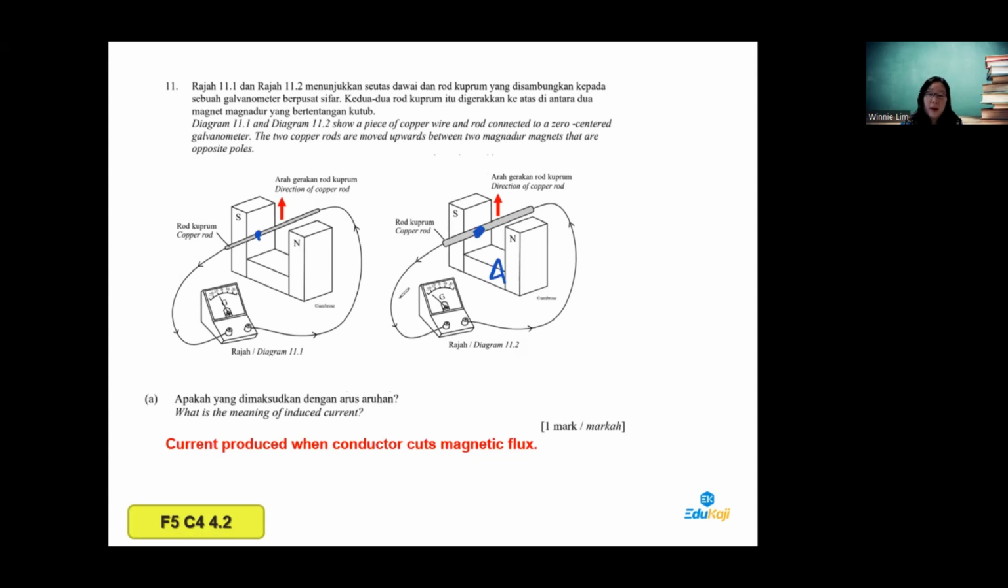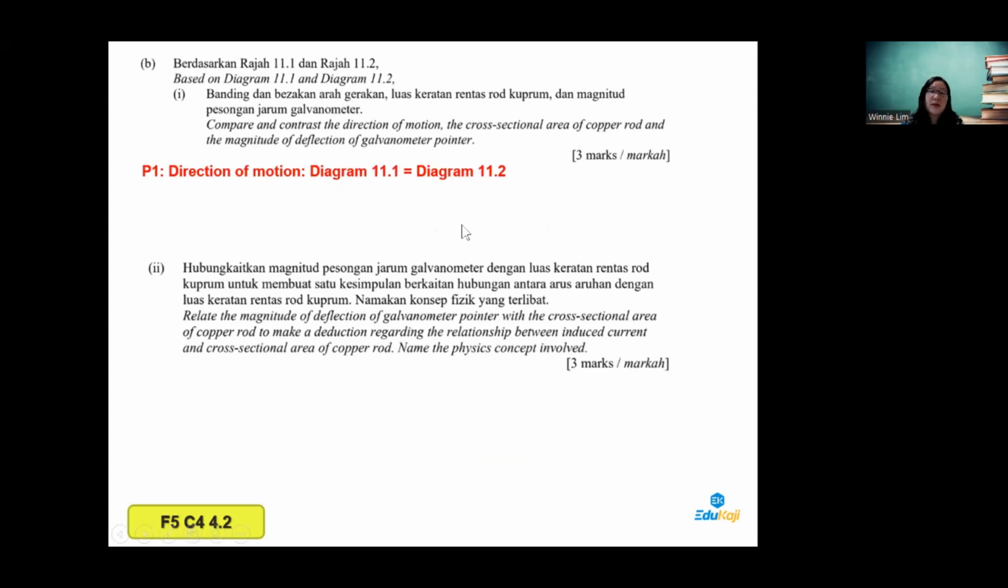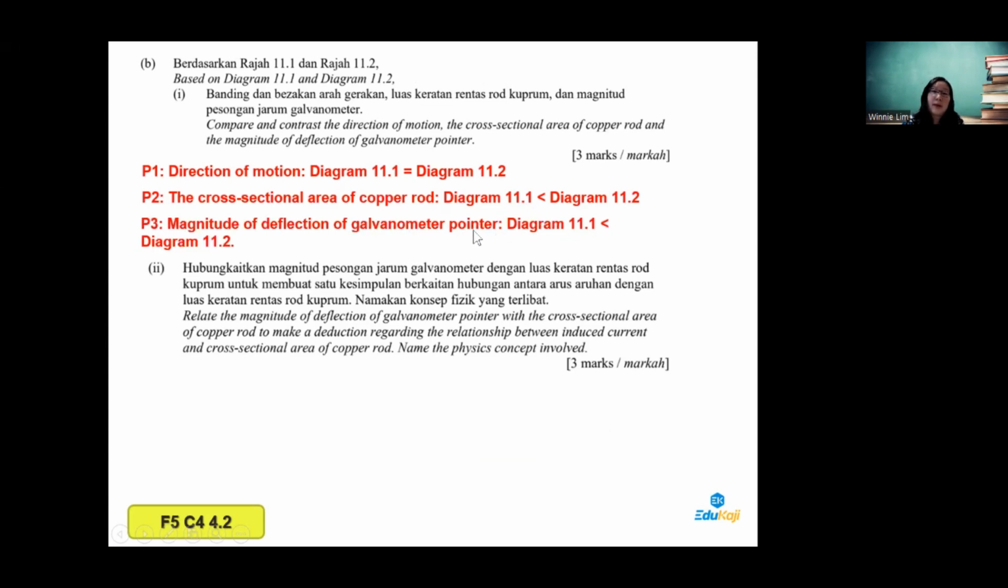So which one deflects more? This one also. So now you can give the answer. The direction of motion for both diagrams is the same. And the cross-sectional area for diagram 11.1 is smaller. The magnitude of galvanometer deflection for 11.1 is also smaller, or vice versa, you can say 11.2 is bigger.